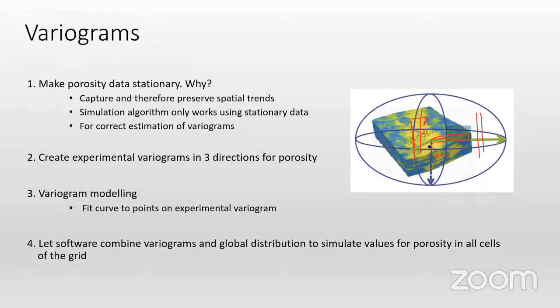So you do the variogram study for each zone. For example, if you have zone A and zone B, you create variograms in Petrel in three directions for each interval. And after that, based on those ranges, you can simulate the porosity and distribute the porosity or permeability.